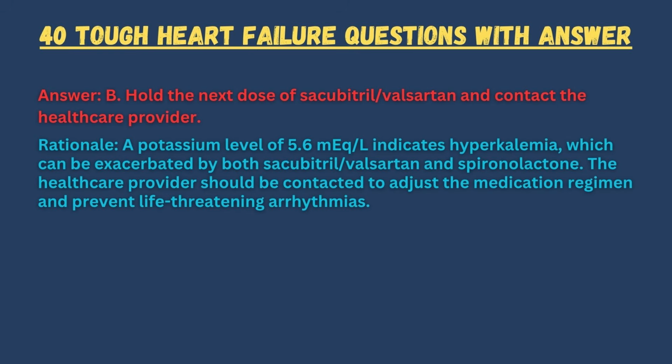Answer: B. Hold the next dose of sacubitril or valsartan and contact the healthcare provider. Rationale: a potassium level of 5.6 milliequivalent per liter indicates hyperkalemia, which can be exacerbated by both sacubitril or valsartan and spironolactone. The healthcare provider should be contacted to adjust the medication regimen and prevent life-threatening arrhythmias.